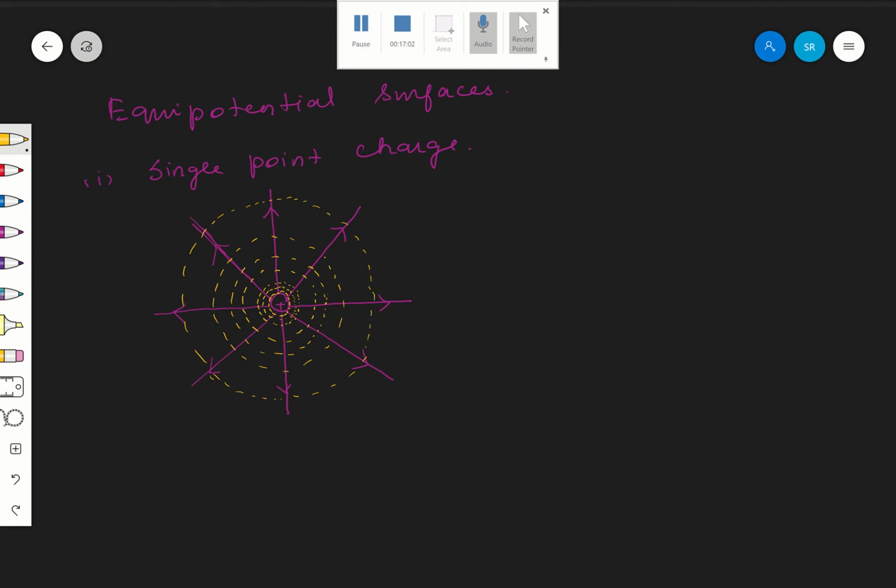Right, I think this is the equipotential surface, and this is the field line. These are the electric field lines. Okay, right. Number 2: now let us go to the second one. Number 2 is that I am going to draw the equipotential surface for a uniform electric field.